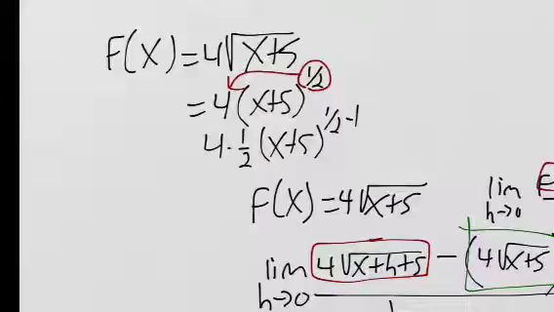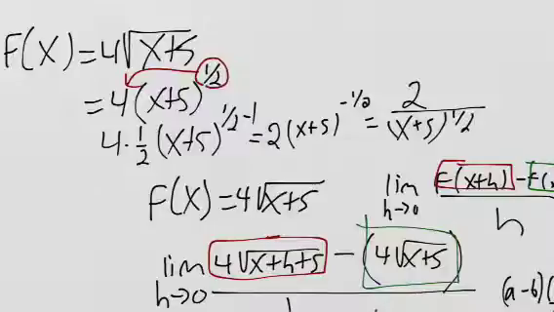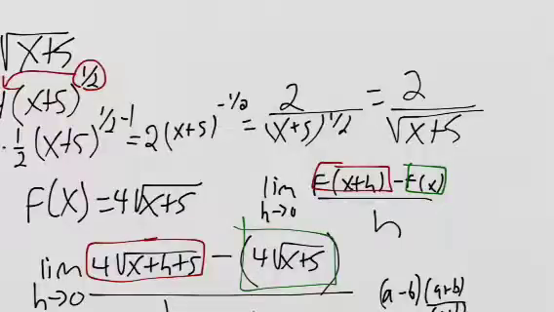We multiply by the exponent and then drop it by 1, which gives us, okay, 4 times 1/2 is 2. And then we have x plus 5 to the negative 1/2. And when you have a negative exponent, you can take the piece that the exponent is attached to and drop it down to the denominator. So that's going to be equal to 2 over x plus 5 to the 1/2, which can then be rewritten as 2 over square root x plus 5, which is what we got by using the limit definition. So that's a good way to check your answer.